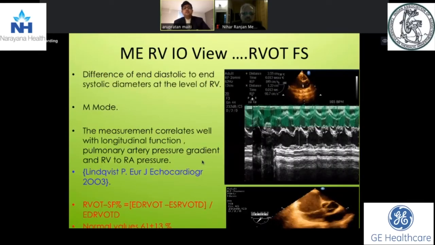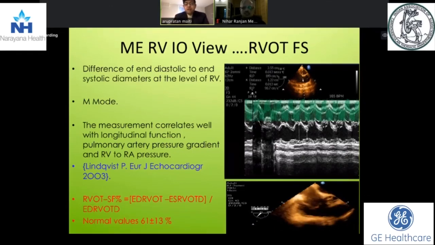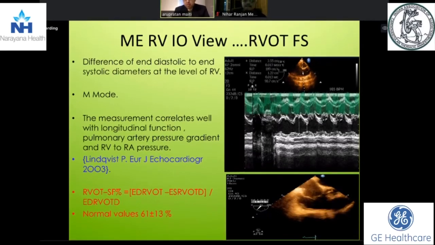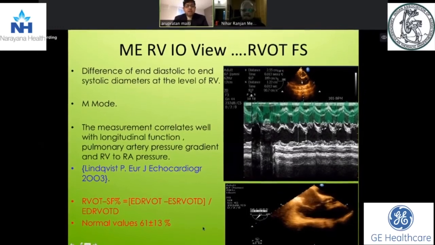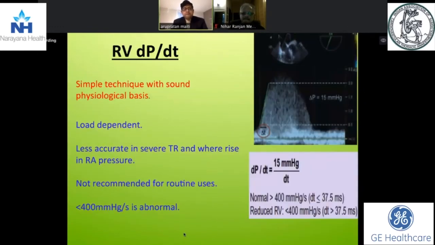So next is the RVOT fractional shortening. This is the parameter to measure the contribution of the RVOT. You basically take the M mode and take the diameter in diastole and systole. Anything between 61 plus or minus 13% is normal RVOT.